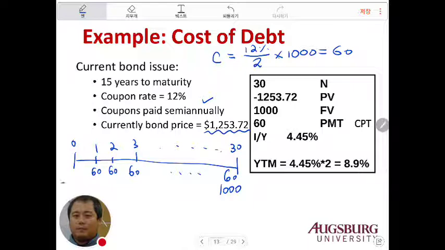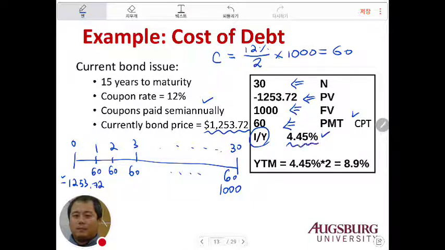And it sells for $1,253.72. So I put negative because we buy it, so we pay. So N equal to 30, present value is negative 1,253.72, future value 1,000, and the PMT 60, and compute I, then you're going to get 4.45%.